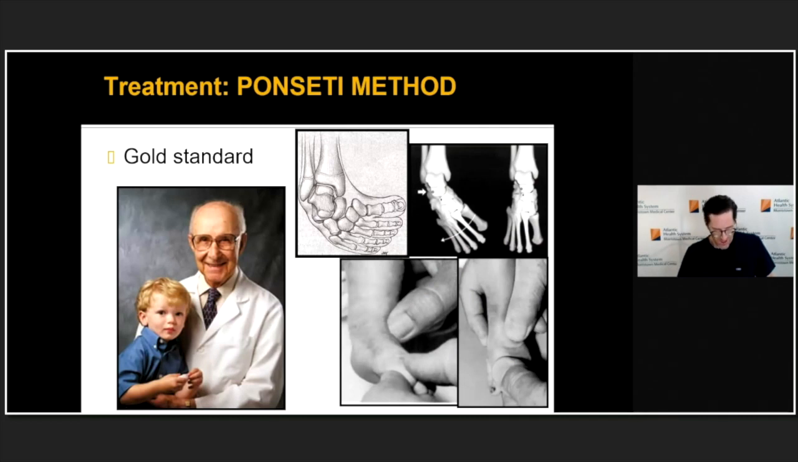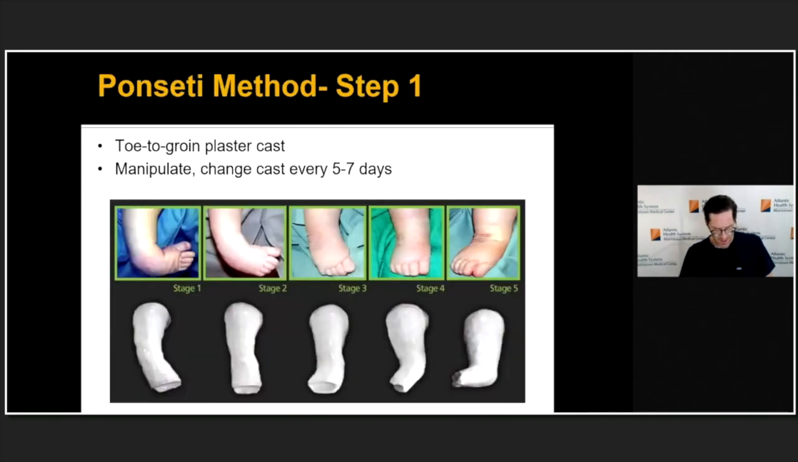I think the world owes a debt of gratitude to this gentleman who unfortunately passed away a few years ago. This is Ignacio Ponseti, and he developed the Ponseti method, which is the gold standard for current treatment of clubfeet worldwide. The Ponseti method involves three basic steps. The first one is a series of castings. Usually these are plaster casts from groin to toe, and the casts are placed on every 5 to 7 days.